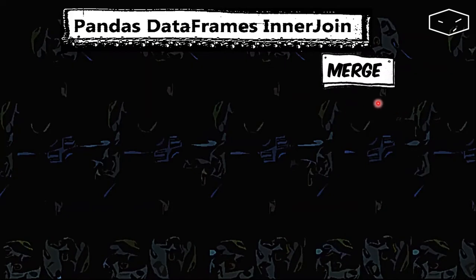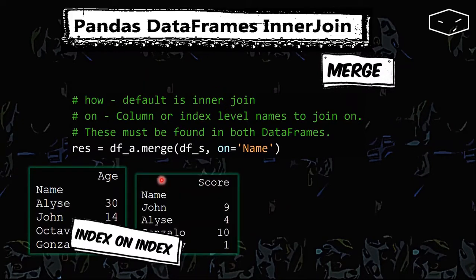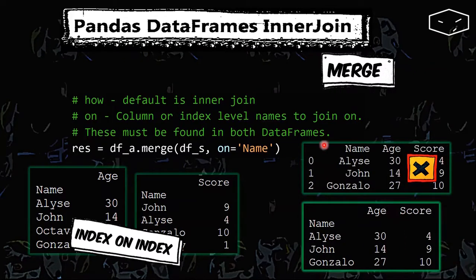About the merge, the last one, we saw that we don't need to pass the how parameter because the default is already inner join. We joined these two data frames where the name is already an index, so this is an index on index join, and we got this result, not this one, because we didn't reset the index on the result. So here the name is an index, not a column.